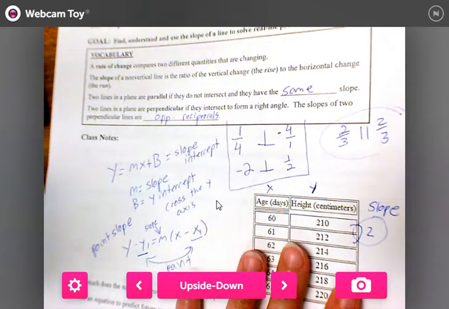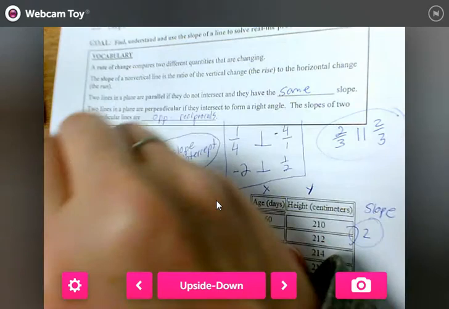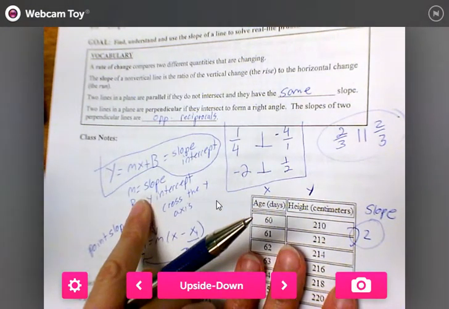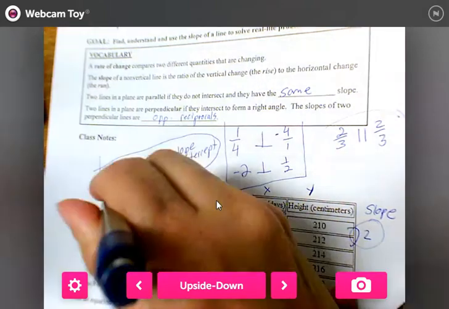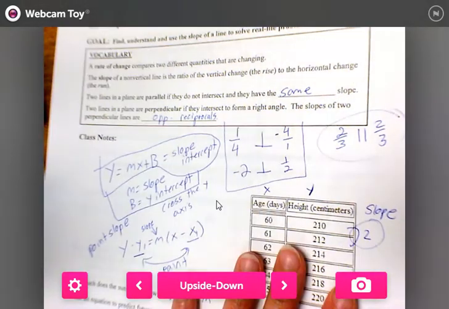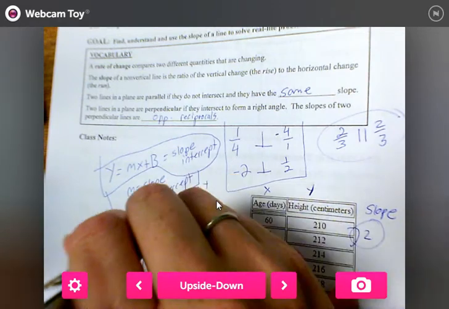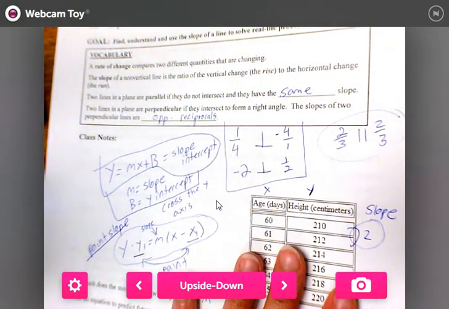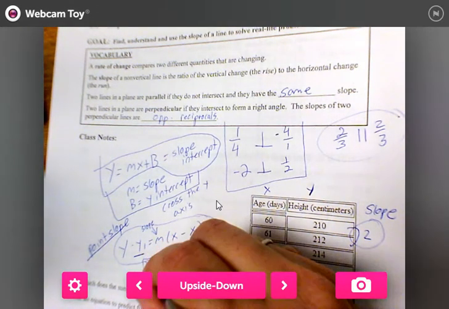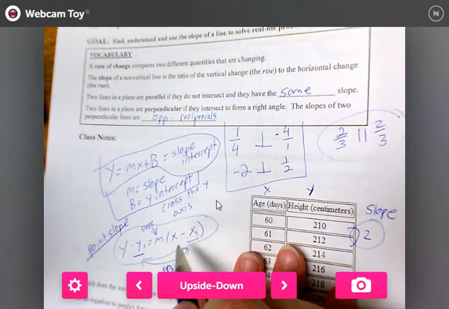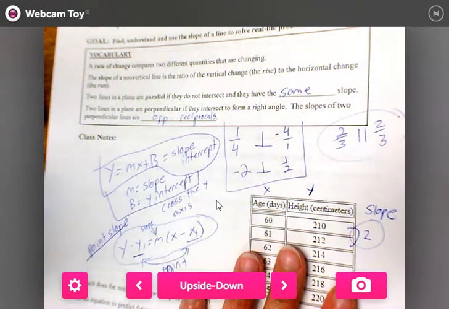Remember, we've got slope-intercept form: y = mx + b. m is the slope, b is the y-intercept. Everything that's on this board you need to write down. Point-slope form is right here: y - y1 = m(x - x1). This says paint, but it should say point. This is the point, (x1, y1). m is your slope.